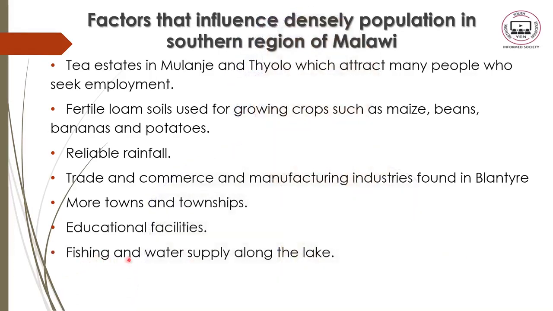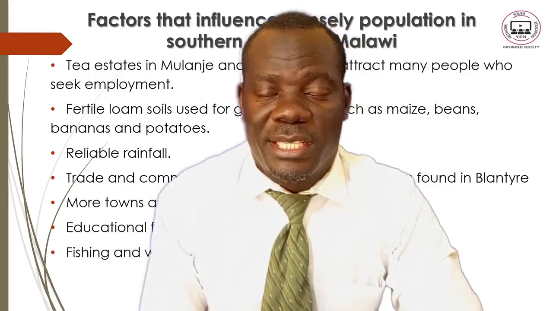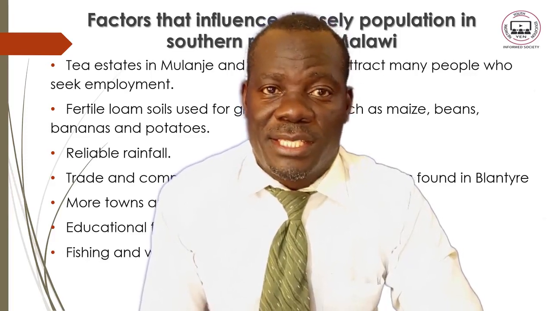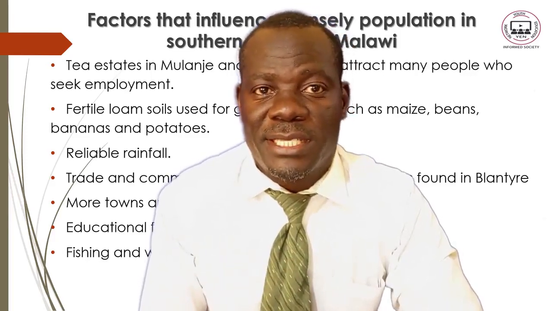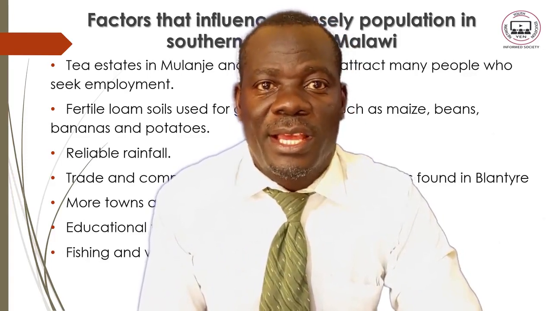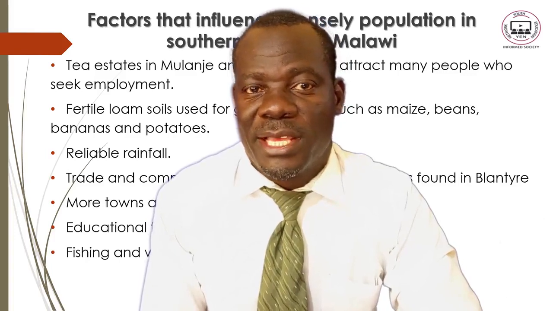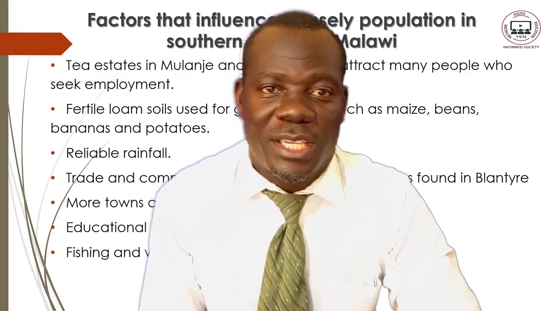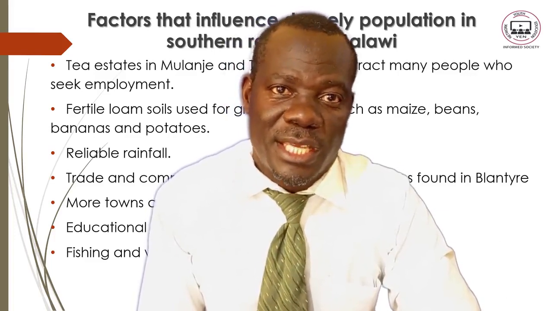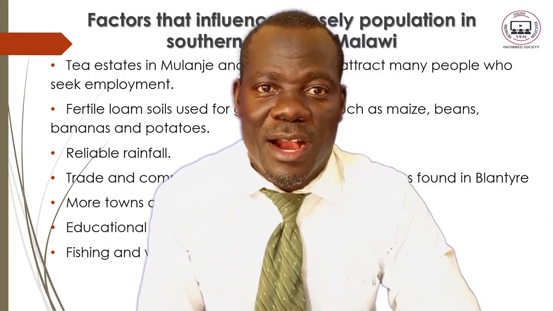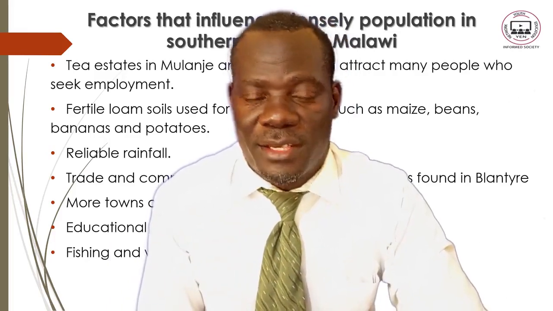Also fishing and water supply along the lake. Because of fishing, like in Mangochi, there is a lot of fishing taking place there. Hence, many people have settled there and are growing their populations. Some people even migrate from other areas to go fishing in Mangochi. With that, we see that the population there is higher than in other regions.